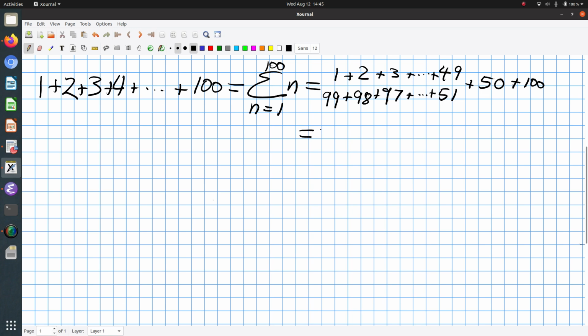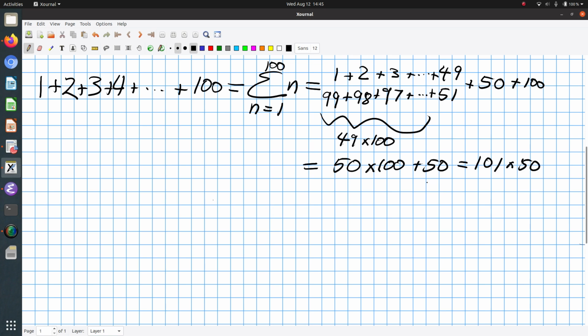And he said, well, gosh, how many 100s do I have? Well, I have 49 hundreds right here. I've got an extra 100, so I actually have 50 hundreds. And I've got one extra 50, so with a little bit of regrouping, I have 101 times 50. So the answer must be 5050. That was a clever trick.